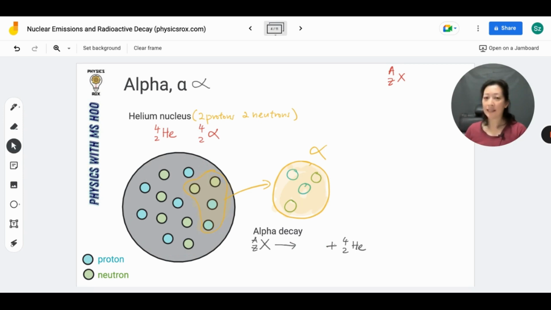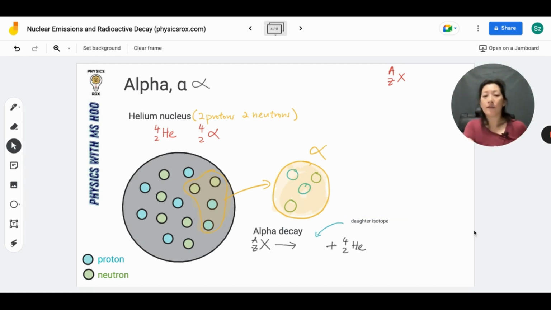This is known as the daughter isotope. I'm just going to write that here so that you are aware. I'm going to make this smaller so that it doesn't take up so much space. So basically that's the daughter isotope. The daughter isotope is the atom that was left behind after throwing out the radioactive radiation.